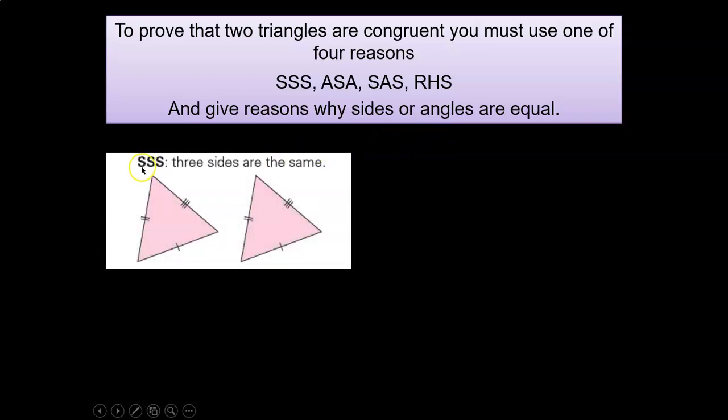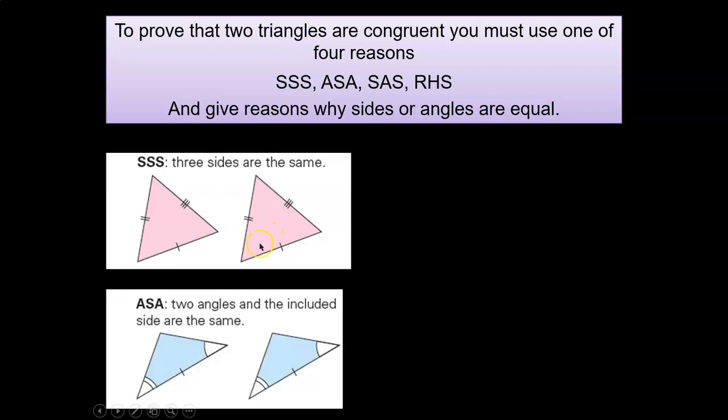SSS stands for side, side, side. And that tells us that 3 sides are the same. So if we have 2 triangles where each of the sides correspond to each other, they're the same length, then these 2 triangles are congruent.